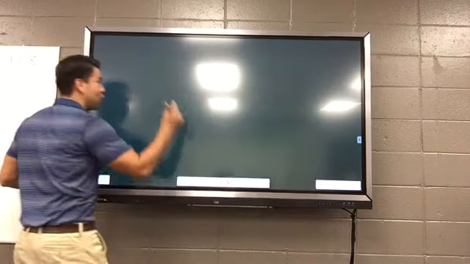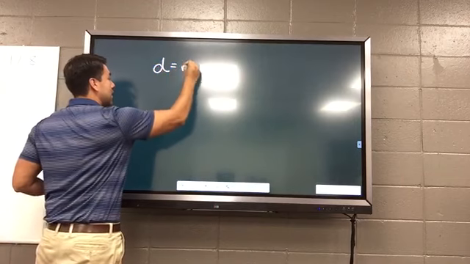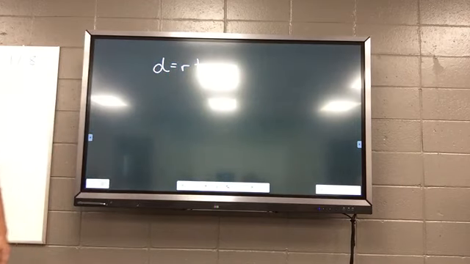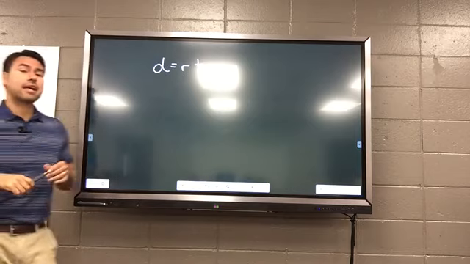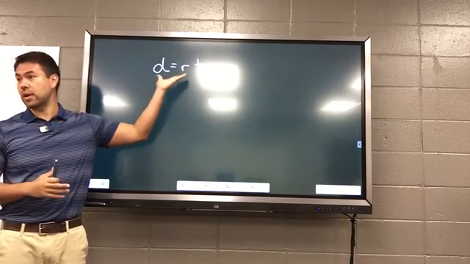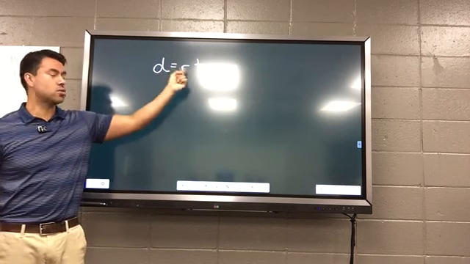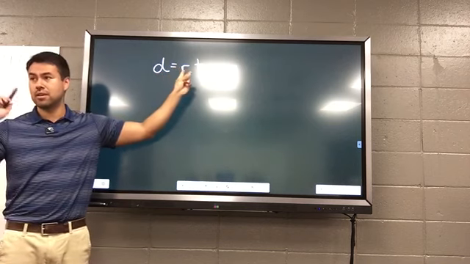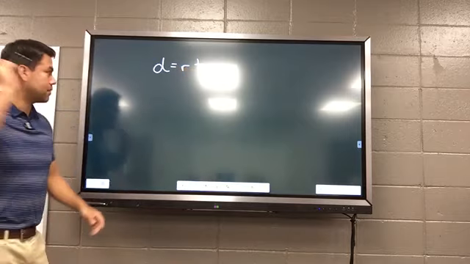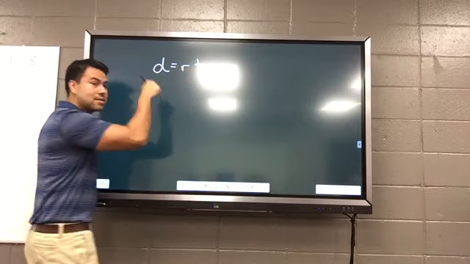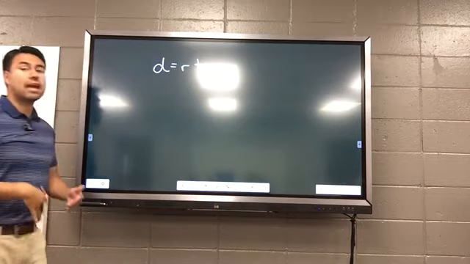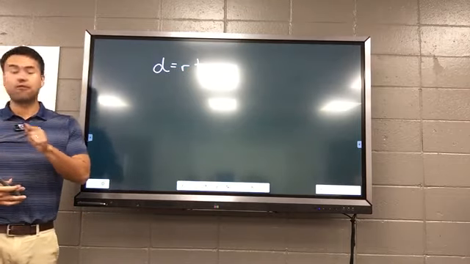All right, but let's go back to this formula here. D equals RT. Which variable is all by itself? Yes, John. Distance, right? What if I wanted to have a different variable in this equation all by itself? Well, can I do that? Pick which one you want to isolate. Rate. Okay, I want to get rate by itself. Is it by itself right now? No, but you can get it by itself by solving for R.